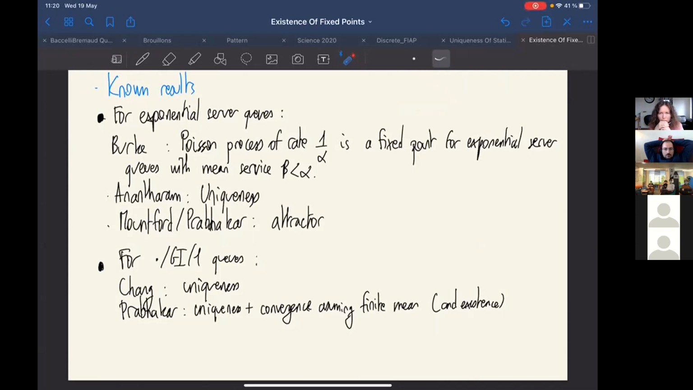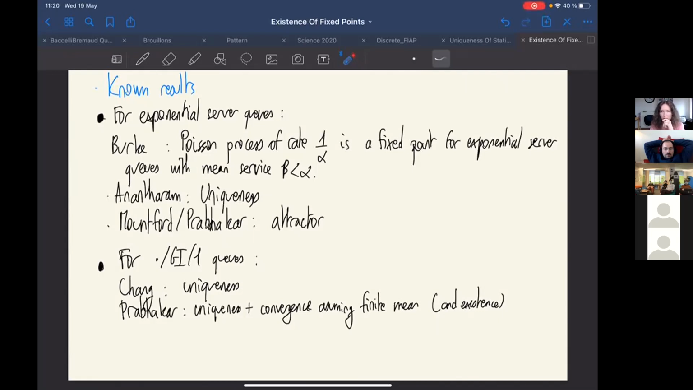First of all, there's a famous result by Burke, which says that the Poisson process with a given rate is a fixed point for exponential server queues with mean service time less than 1 over the rate. And the paper I presented in the Diogene reading group a few weeks or months back, a paper by Anantharam, covered the question of uniqueness of this fixed point.